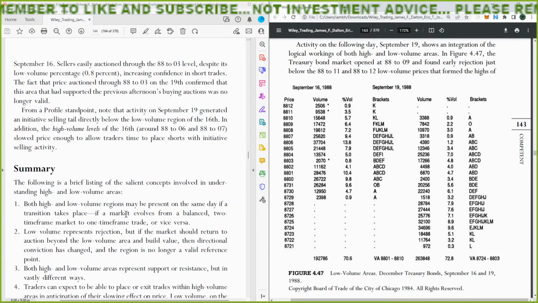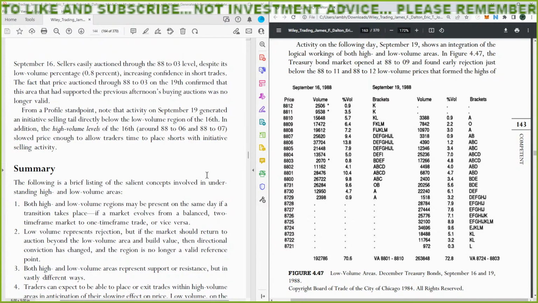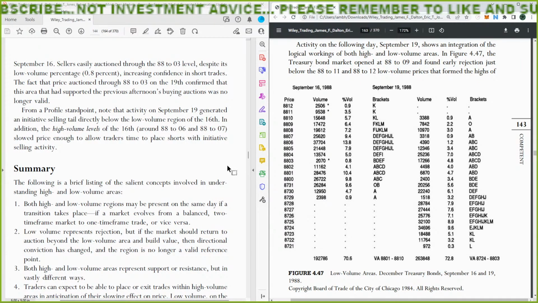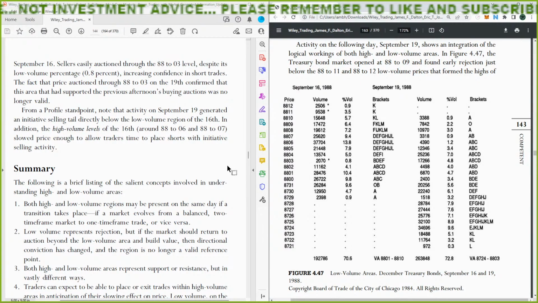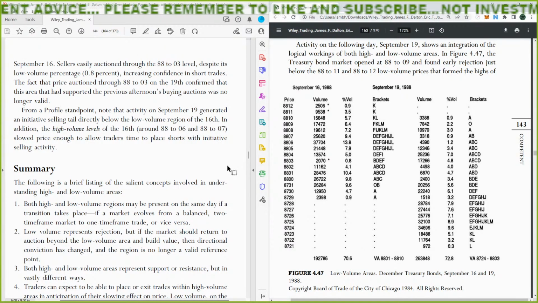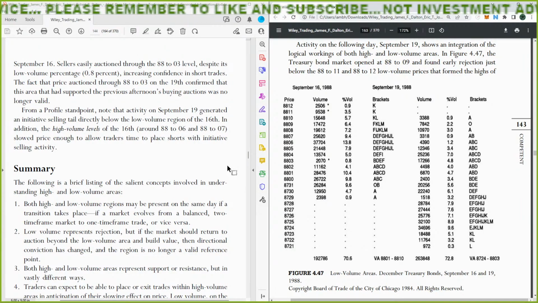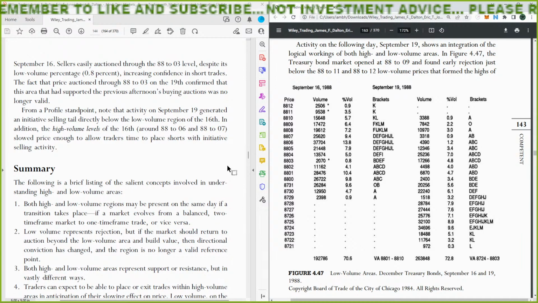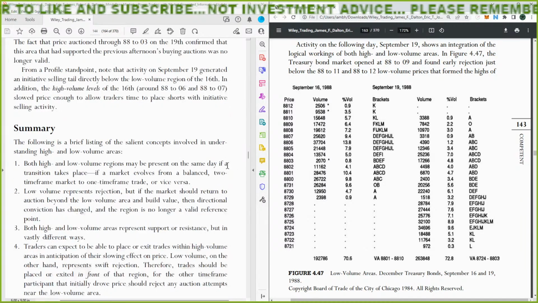From a profile standpoint, note that the activity on September 19th generated an initiative selling tail directly below the low volume region of the 16th. In addition, the high volume levels of the 16th, around 88 to 06 and 88 to 07, slowed price enough to allow traders to take time to place shorts with initiative selling activity.